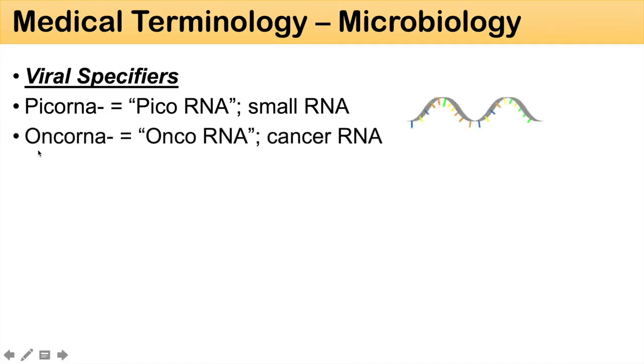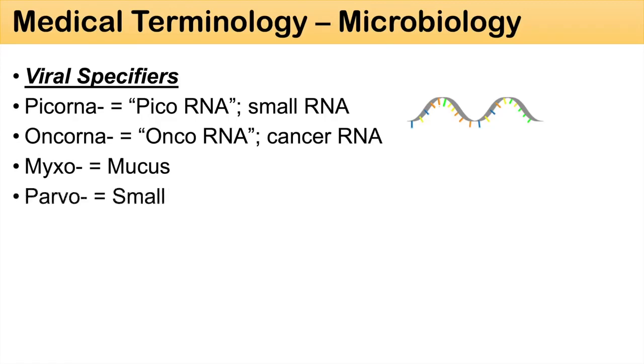Oncornavirus, again, is similar to picorna. It's just two words, onco-RNA. Onco means cancer, so it's something related to cancer RNA. Myxovirus, or something with regards to the prefix myxo, means mucus. Parvo, like parvovirus B19, parvo means small. And retro, the prefix retro means backward.